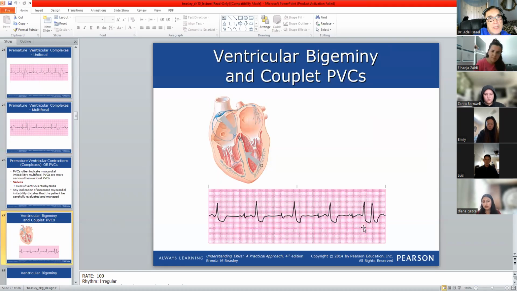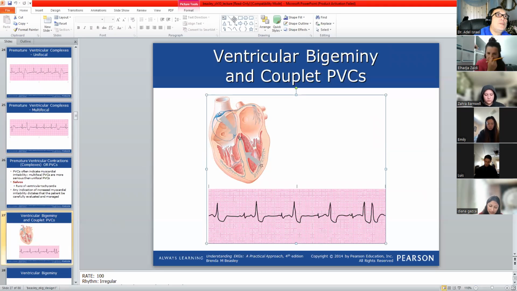Another one which we need to talk about is if I have the premature beats coming in succession. You see, these two premature beats are similar and coming one after another. So it does not apply for bigeminy, trigeminy, or quadrigeminy, but it comes as two together. So we call them a couplet.